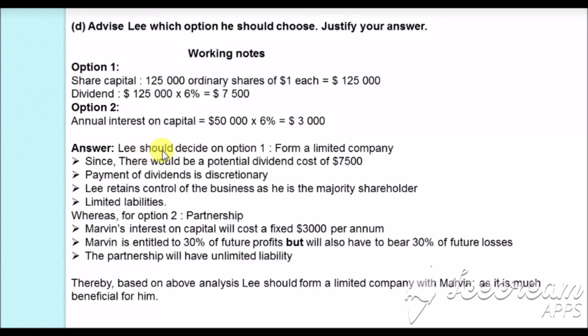In the answer, I have suggested that Lee should decide on option 1, that is, he should form a limited company with Marvin, because no doubt they have to pay a potential dividend of $7,500, but this dividend is discretionary, that is, they can reduce the amount of dividend based on the situation. If the profit is not as much as they have expected, then they can reduce the dividend, or if there are losses, they don't need to pay this dividend. So this is a more flexible option, and Lee will have the control of the business, because he is the major shareholder. He will have 75,000 shares, whereas Marvin will have 50,000 shares, so he will still be in control of the business, and he will also overcome the drawback of the sole trader form of business, where he was facing the drawback of unlimited liability. Now with the limited company, he can overcome this drawback and they will have limited liability.